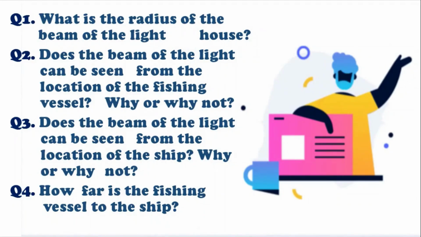One, what is the radius of the beam of the lighthouse? Two, can the beam of the lighthouse be seen from the location of the fishing vessel? Why or why not? Third, can the beam of the light be seen from the location of the ship? Why or why not? And last, how far is the fishing vessel from the ship? For each question we will explain the solution if it has one, and also come up with the final answer. So let's have the first one.